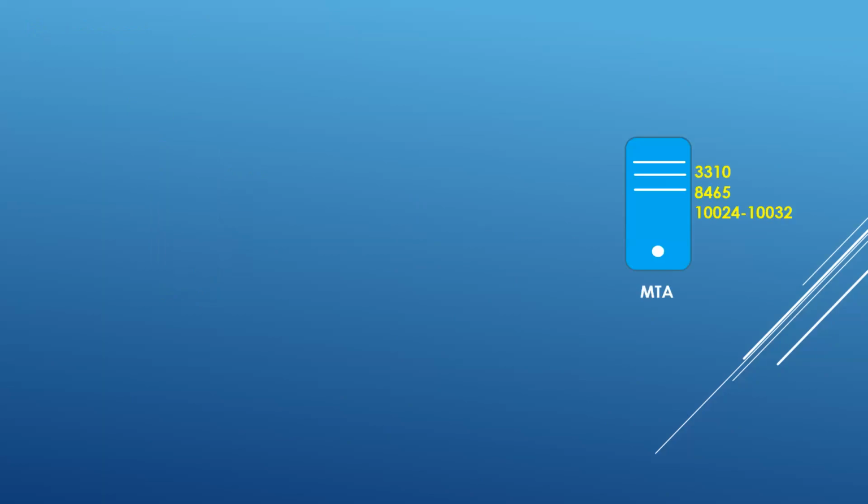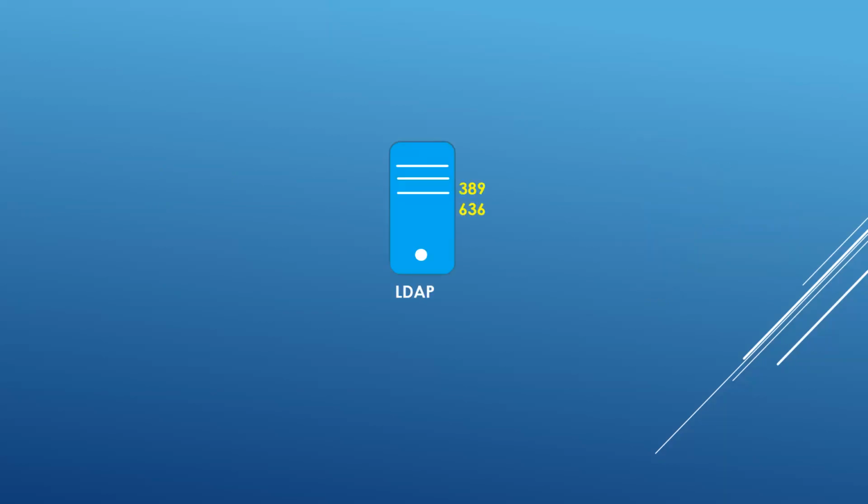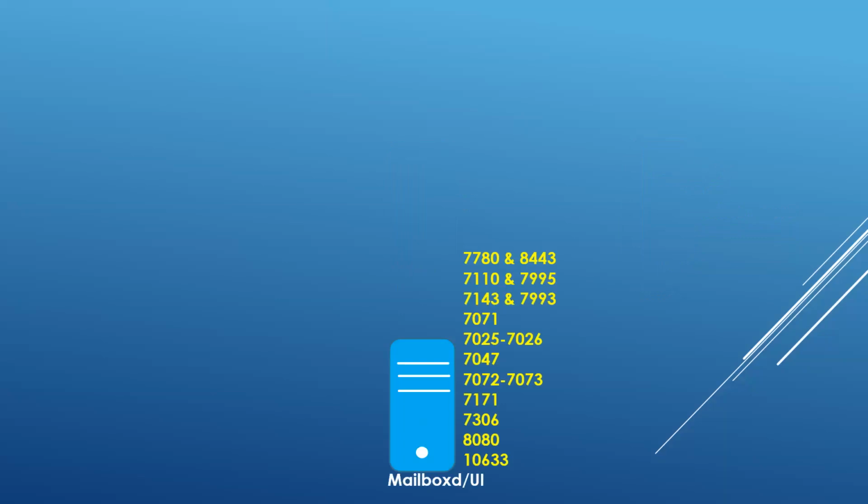On MTA, we have to open 33, 10846, 51, 10024, 10032. These are the internal ports at MTA level. All the subcomponents of MTA like AMAVISD, SpamAssassin, ClamAV, and CBPolicyD, these communicate with one another over these ports. LDAP. It needs 389 and 636.